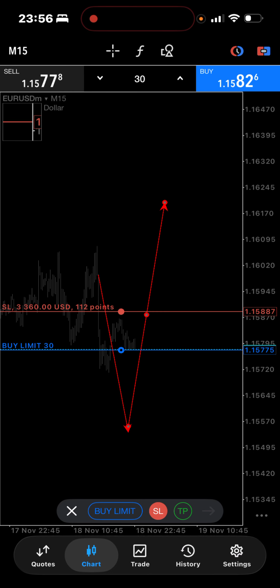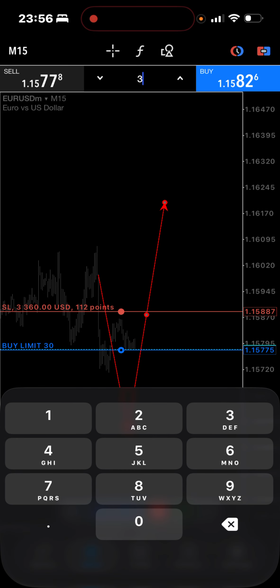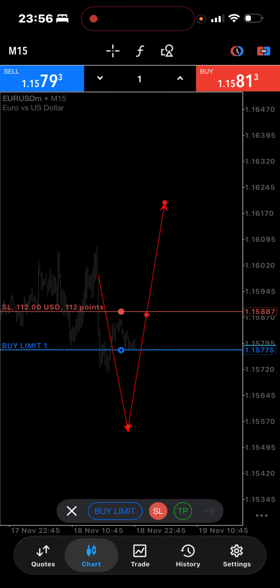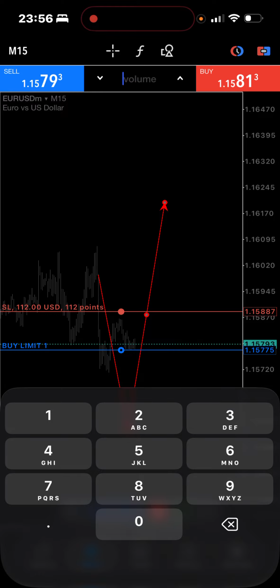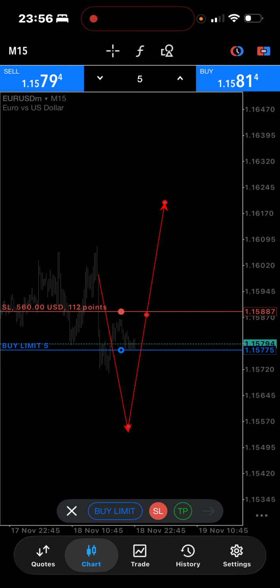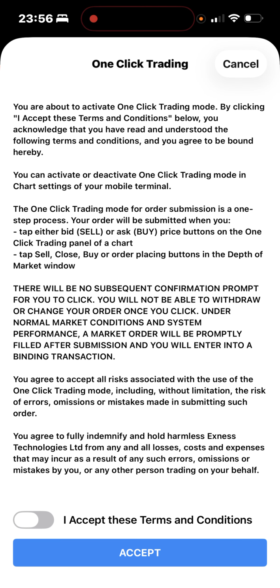So let's check again. Let's try a lower lot size. Let's use one. One is giving us a $112 loss. So remember what I was saying, once we reach 900. So let's try 5. 5 is giving us $560 loss.